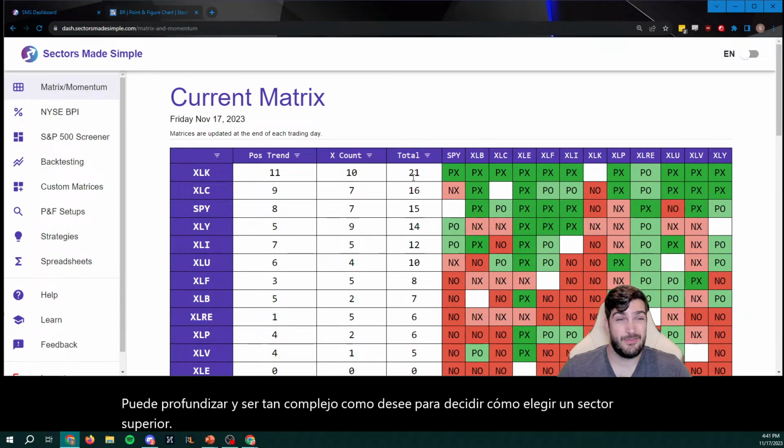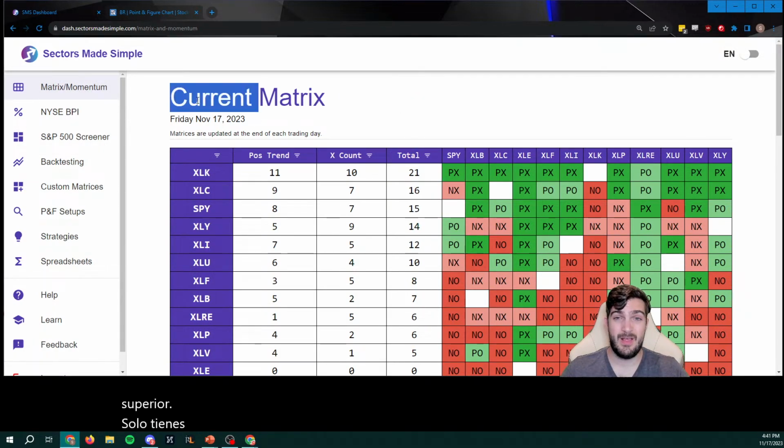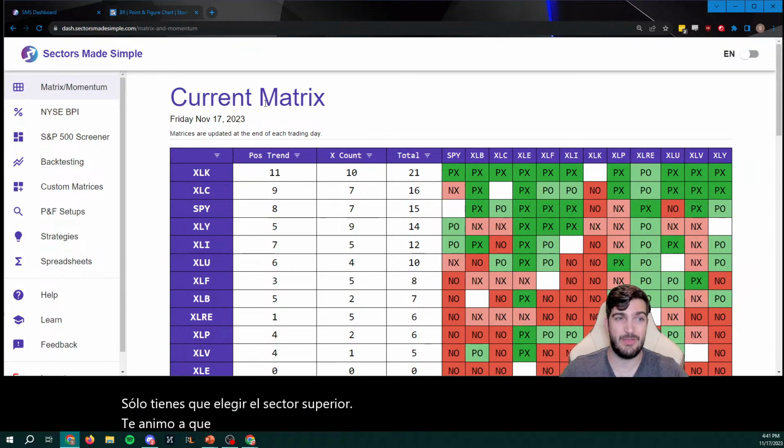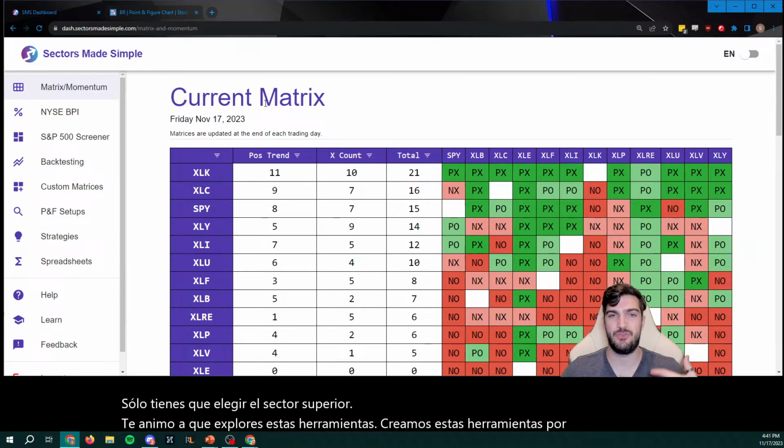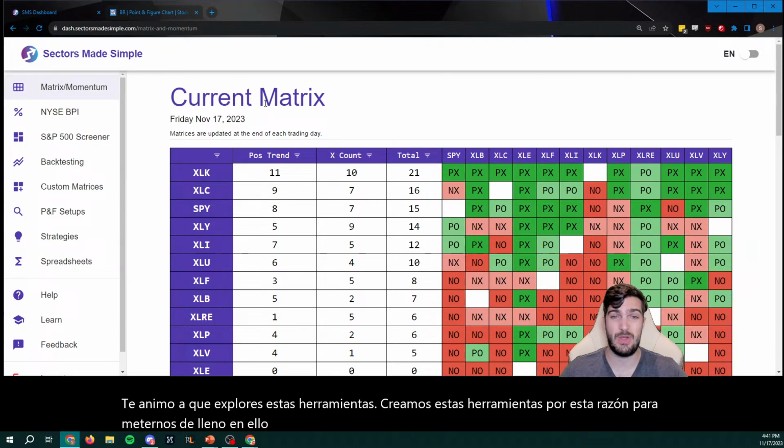Also, just pick the top sector. I encourage you to explore these tools. We create these tools for this reason, to get super into it, to explore it, to see all of the different ways you can use it.